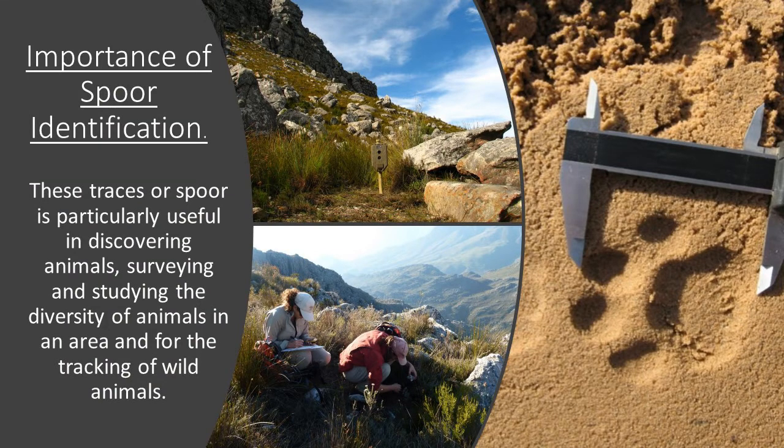Why is spoor identification so important to us? These traces or spoor are very useful in discovering animals, surveying and studying animals in a specific area, and are also very useful when we want to track wild animals. Today we are going to look at 4 of these signs we can use while we're out hiking to identify certain animals in a specific area.